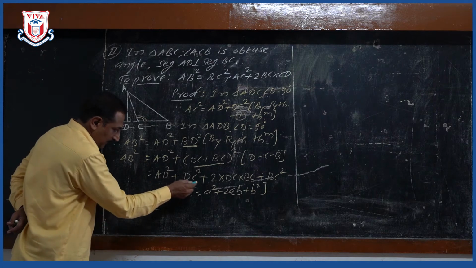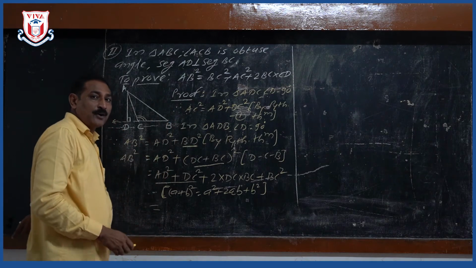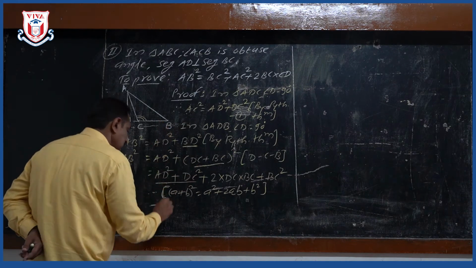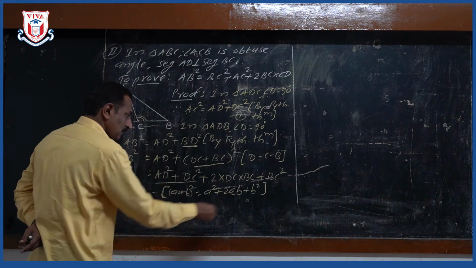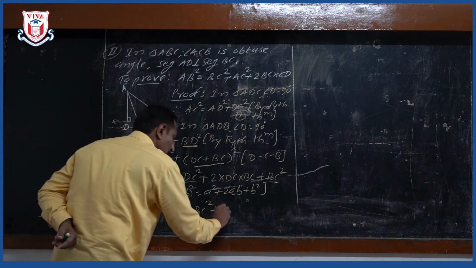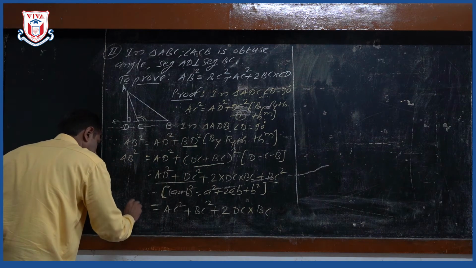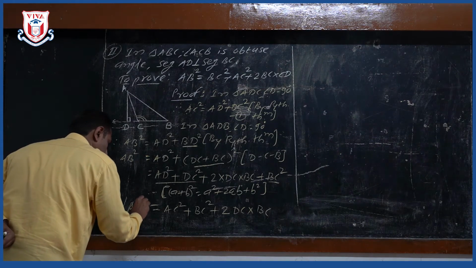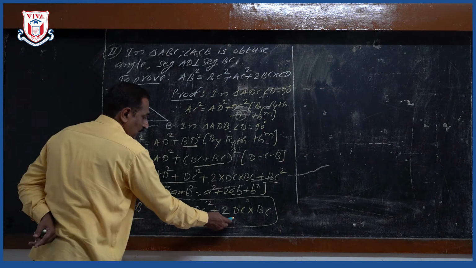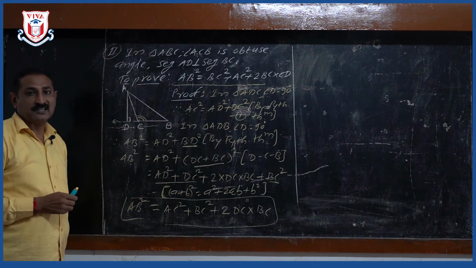Now, this AD square plus DC square, its value is AC square from equation first. Hence, I write here, instead of AD square plus DC square, AC square plus this BC square plus 2 times DC into BC, meaning AB square is equal to AC square plus BC square plus 2 times DC into BC. Hence, the second application is proved.